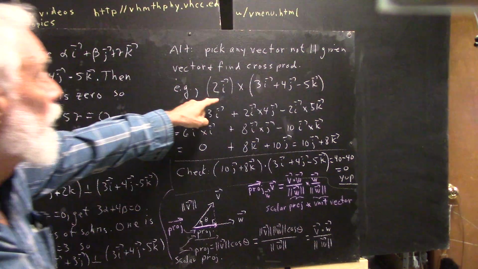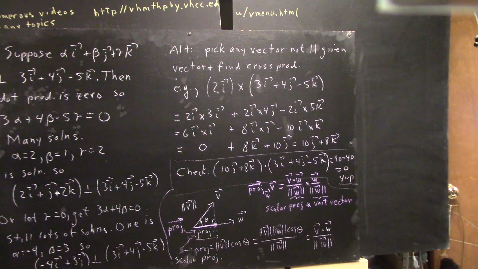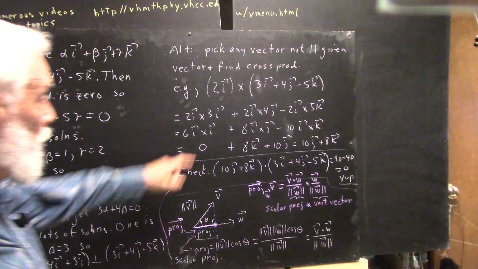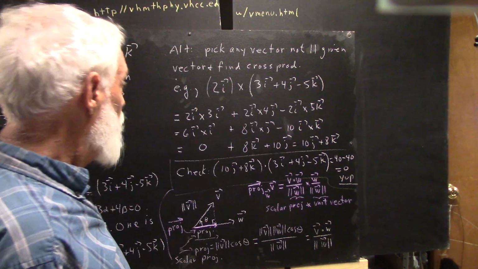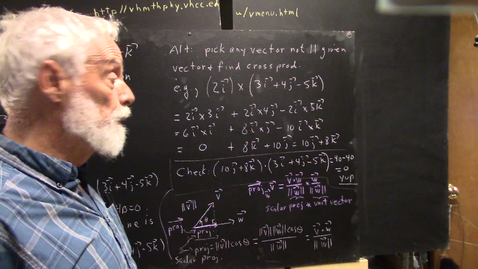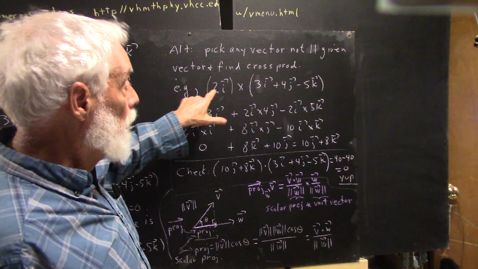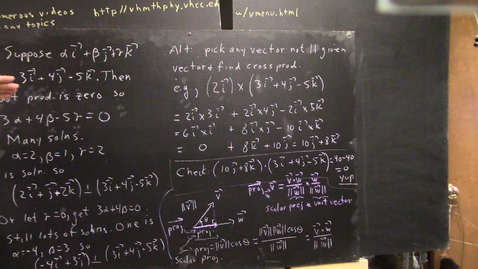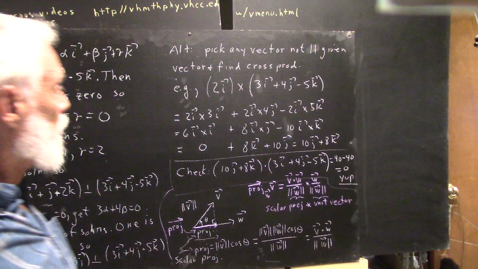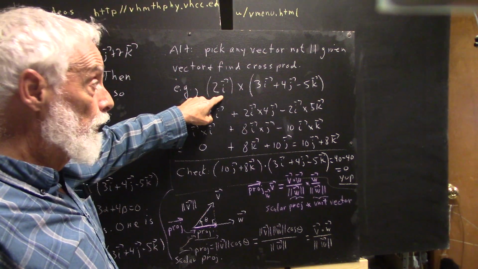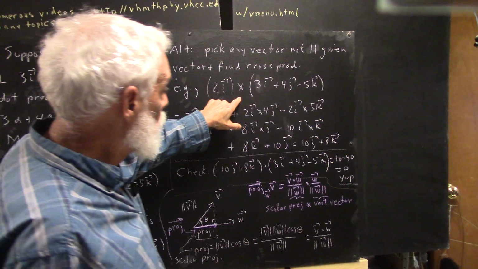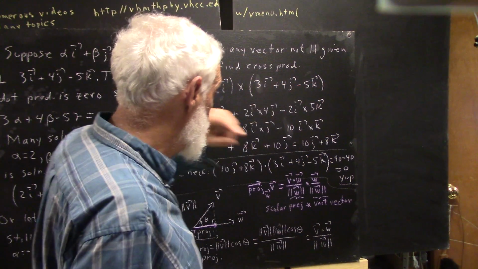Well, the vector 2i is not parallel to this vector, and that's very easy to see. It could be verified. But really what happens if you happen to pick a vector that is parallel to this is you're going to do your cross product and you're going to get 0, because the cross product is 0 if the two vectors are parallel, just like the dot product is 0 if the two vectors are perpendicular. Okay, so let's let 2i be the vector. Cross that with 3i plus 4j minus 5k.